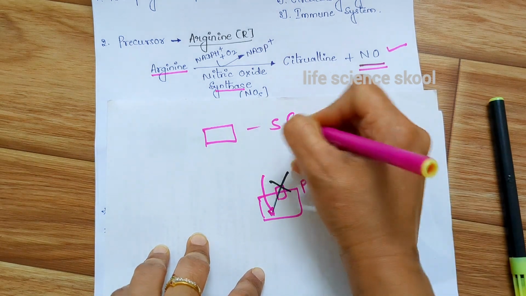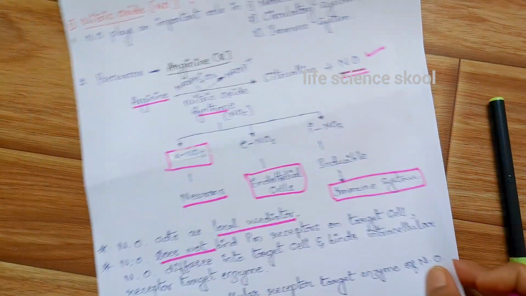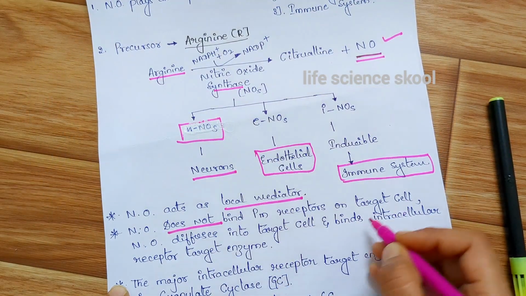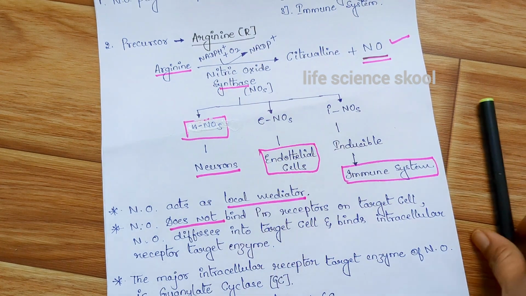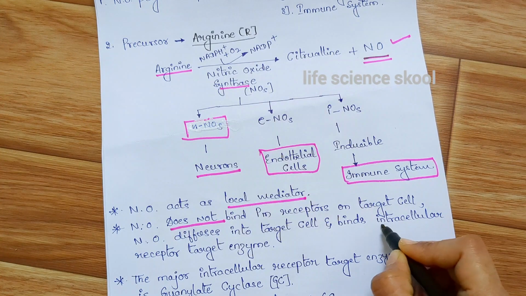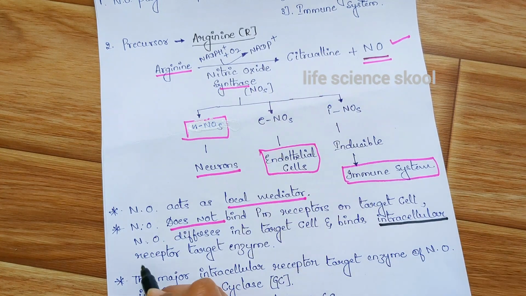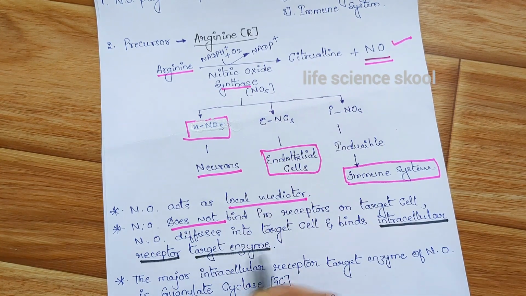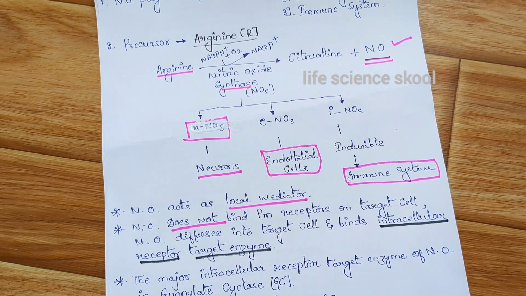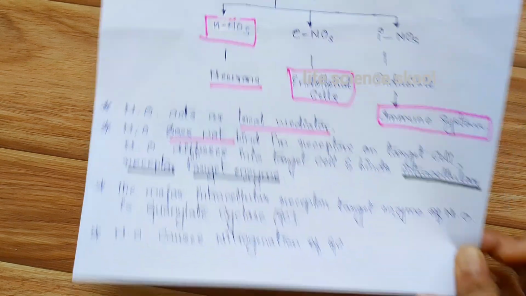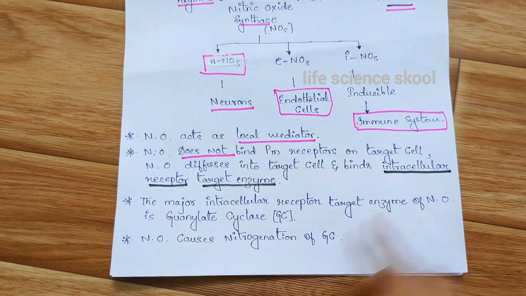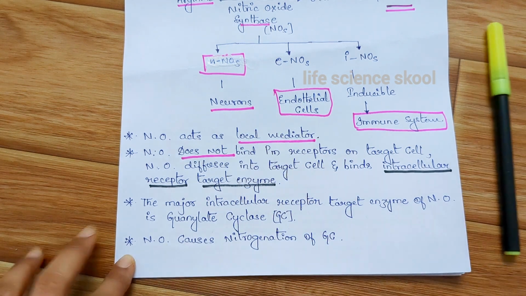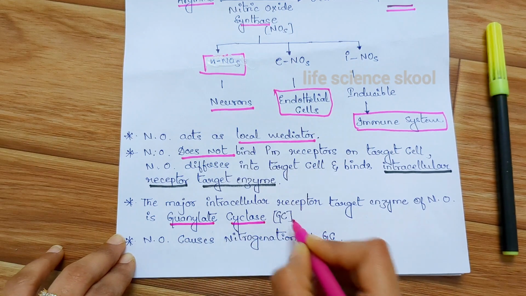This is the target cell and this is the sender cell. It diffuses into the target cell and binds to the intracellular receptor target enzyme. The major intracellular receptor target enzyme of nitric oxide is guanylate cyclase, that is GC.